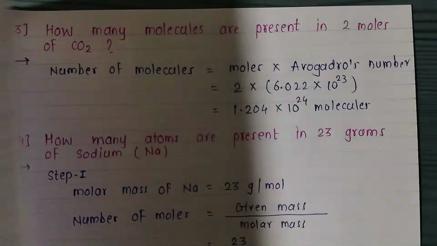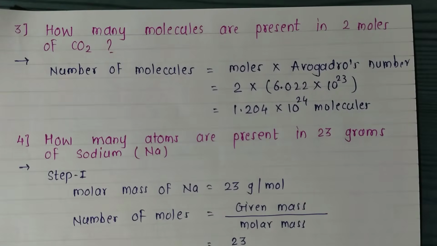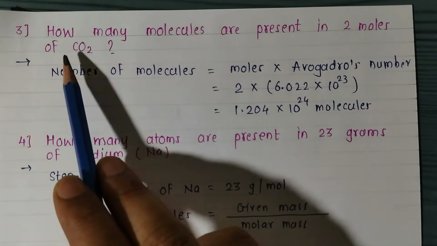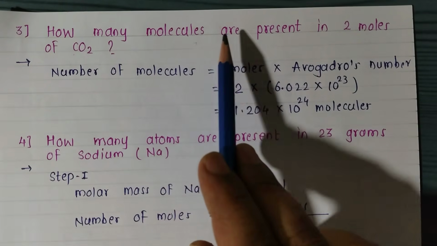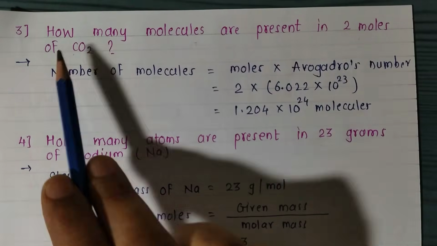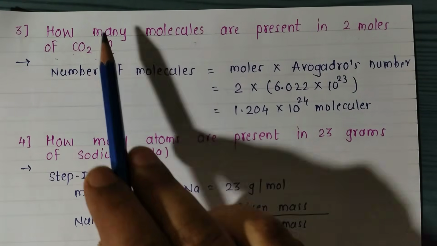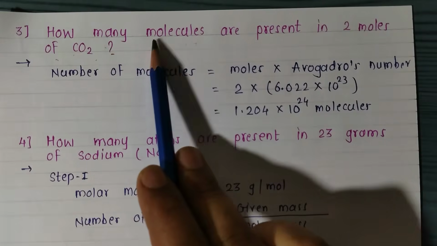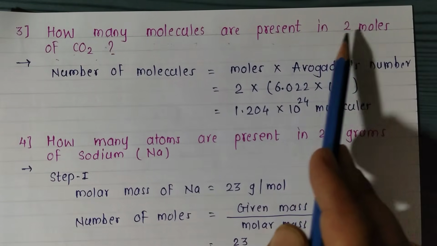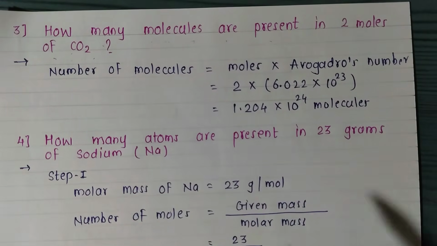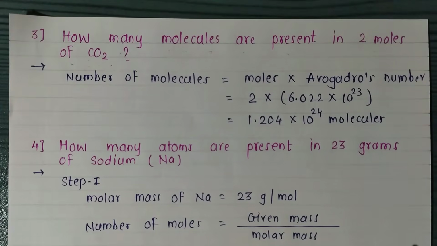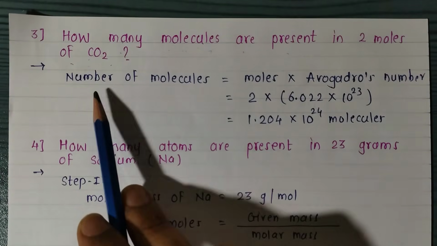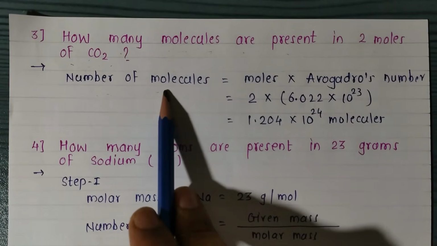Now we see the third problem. How many molecules are present in 2 moles of CO2? If there are 2 moles of CO2, then how many molecules will there be in it? So we have to calculate the number of molecules.